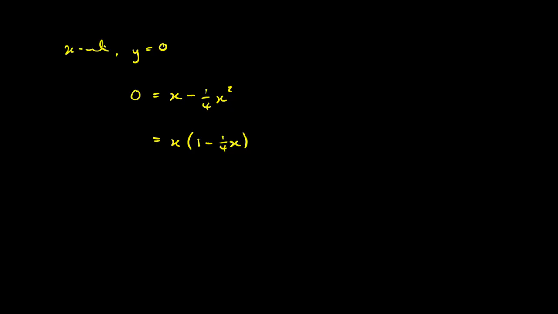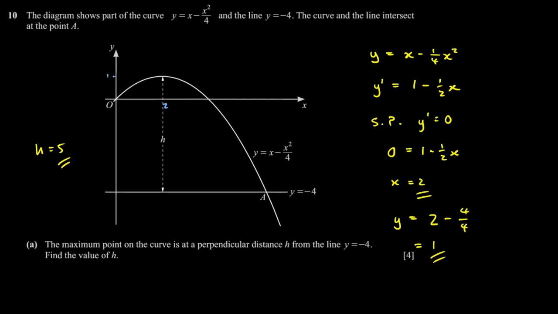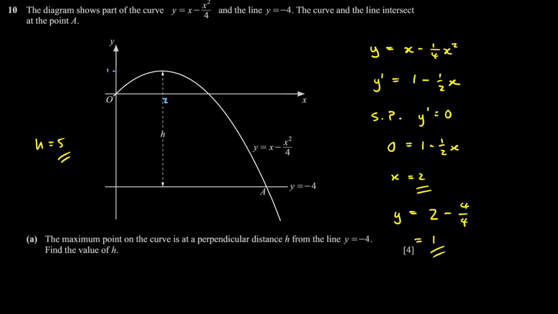So that gives us two solutions, right? Either x is equal to 0 or 1 minus a quarter x is equal to 0, which means that x is equal to 4. Okay, so we got our two roots, right? We got a root here when x is 0 at the origin. We've got a root here at 4. So where's the maximum going to be? Well, it's going to be the midpoint of those two, which is obviously x is equal to 2, and then we can find the y coordinate by substituting in again.